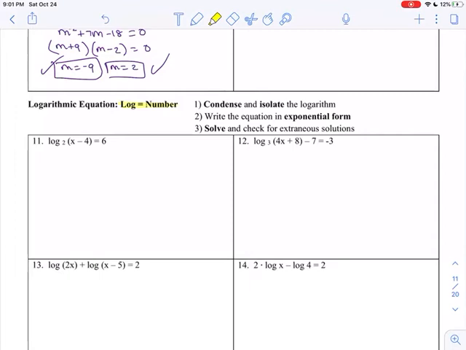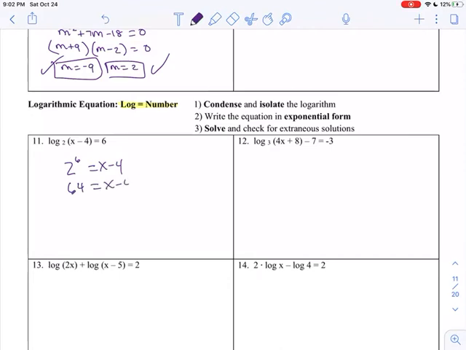Okay, let's try some of the logarithmic equations. This is the second kind where I'm just going to have a log equal to a number. Basically, what you're going to do if you have to condense anything and isolate the log, we will do that. But we're going to put this back into exponential form, and then we're going to solve and check for any extraneous solutions. So again, I got a log, only one log on the left, perfect.